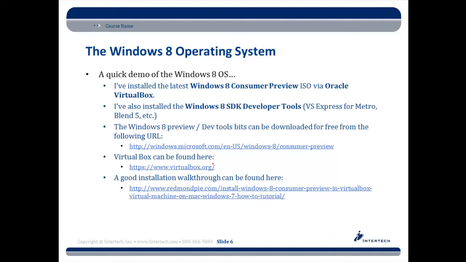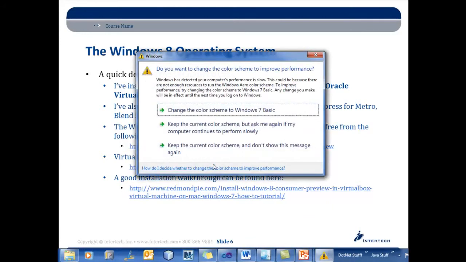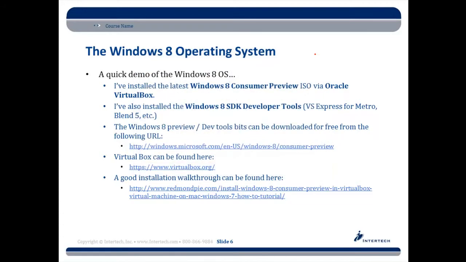Okay, so during this demo, here is basically how I set up my machine. I've installed VirtualBox, which you can download for free. Once I had VirtualBox installed, I went ahead and installed the Windows 8 Developer Preview Tools. That gives you all the different current builds for things like Visual Studio and Blend 5, and also just the raw SDK. And then, of course, we have to have a suitable operating system, so I installed the Windows 8 preview. Again, here are all the links on how you can get all the bits that you need.